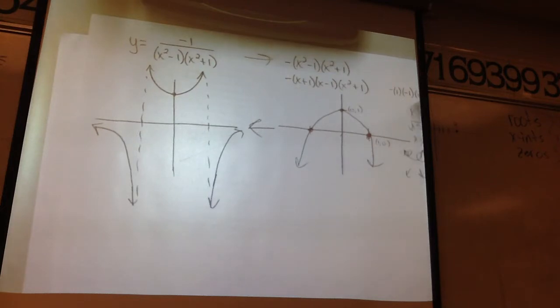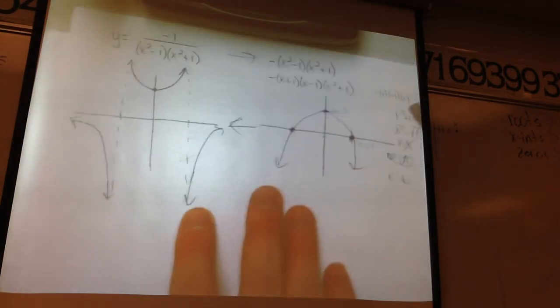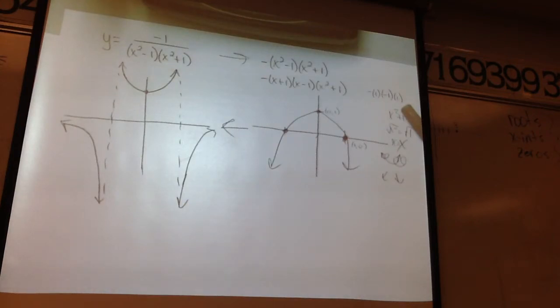What happened to the imaginary numbers though? Nothing. We don't really have to even worry about them. We don't have an imaginary axis. We're not graphing polar. We're not graphing imaginaries.